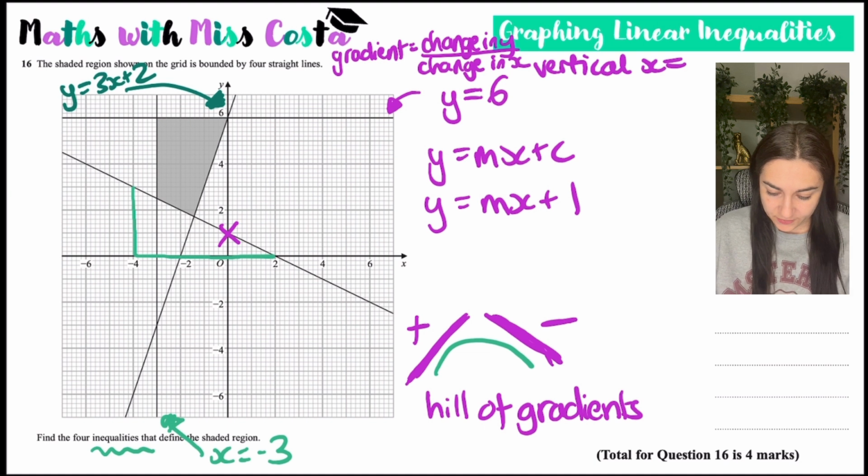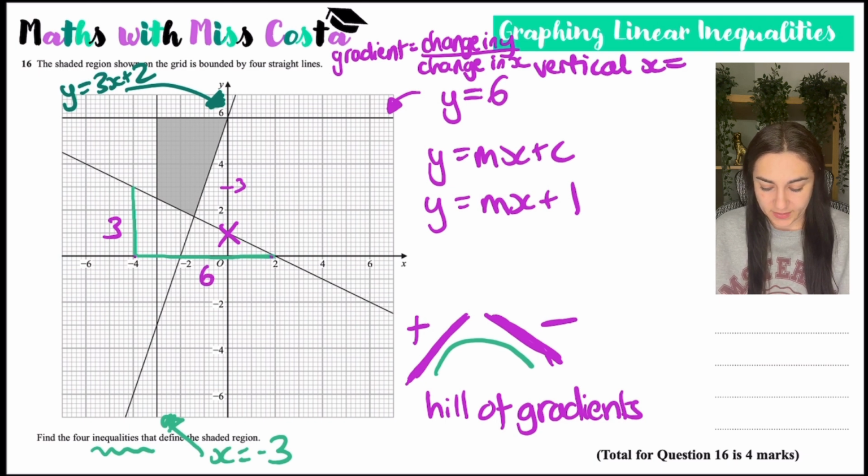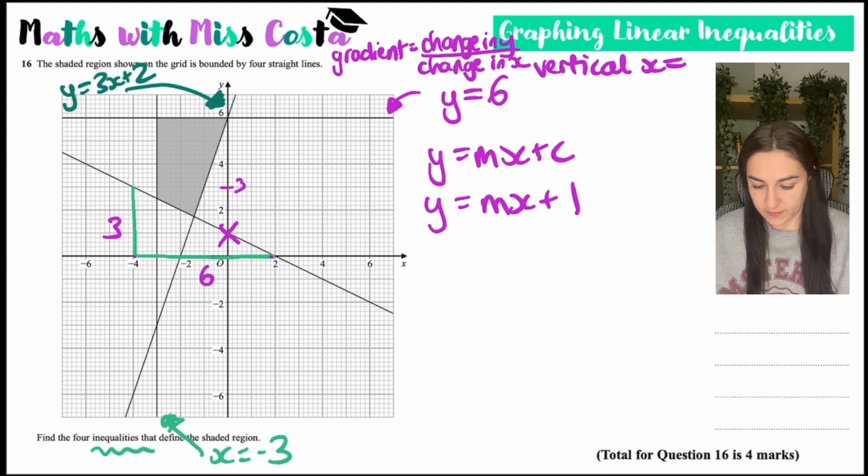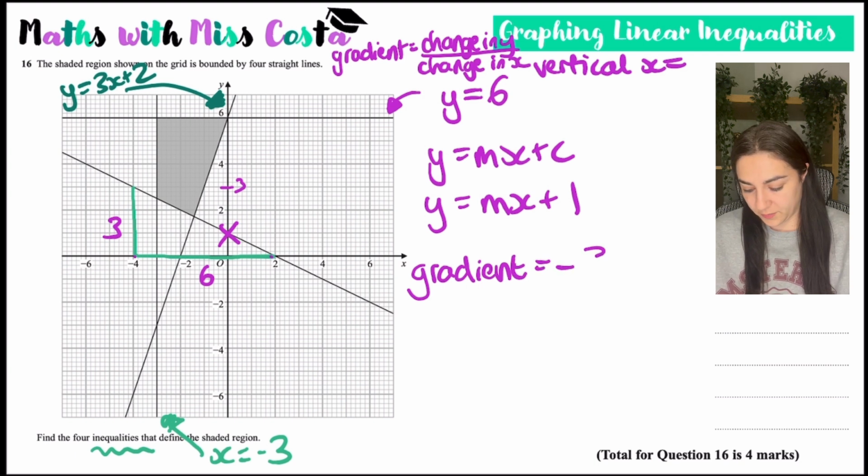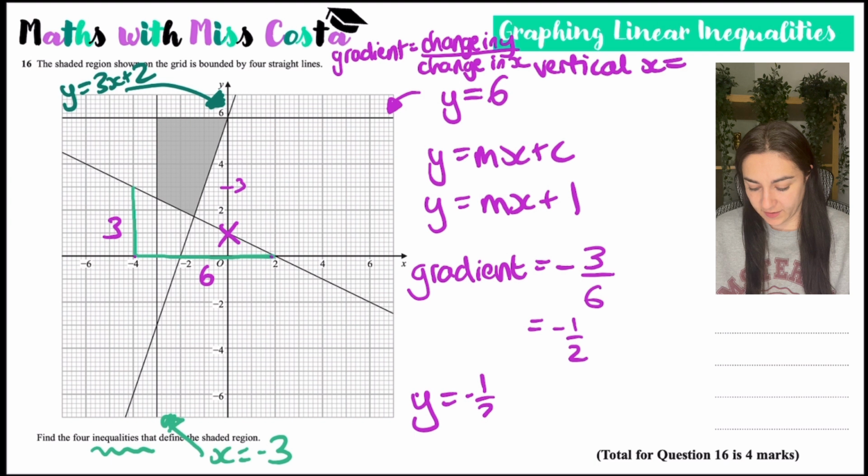So let's work out the change in y. Well, this is 3. So from 3 to 0, that's a distance of 3. And this from -4 to 2, that's a distance of 6. So your gradient is going to be negative, and then it's going to be 3 over 6, which you could simplify to -1/2. So the full equation of this line is going to be y equals -1/2x plus 1.